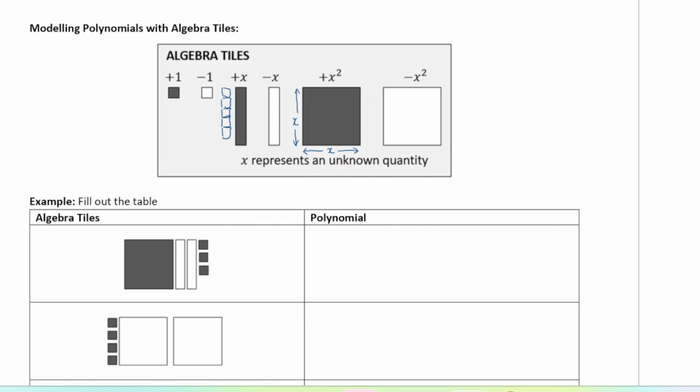Okay, so let's try and write down what these polynomials are. So here we have 1x squared. We can write a 1, but typically you don't. If there's just 1, we just write x squared. You can write the 1, it's not wrong. And then we have 2 negative x tiles. We have a negative x and a negative x, that would be 2 of them. And we have 3 1 tiles, so +3. All right, let's try the next one.